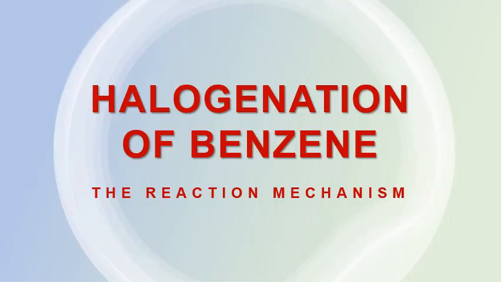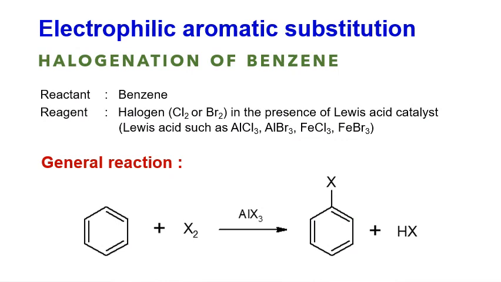Mekanisme tindak balas yang pertama yang kita akan bincangkan iaitu bagi tindak balas halogenation of benzene. Bagi tindak balas halogenation of benzene, reagen yang digunakan iaitu halogen seperti chlorine dan juga bromine molecules in the presence of Lewis acid catalyst seperti AlCl3, AlBr3, FeCl3 dan juga FeBr3.